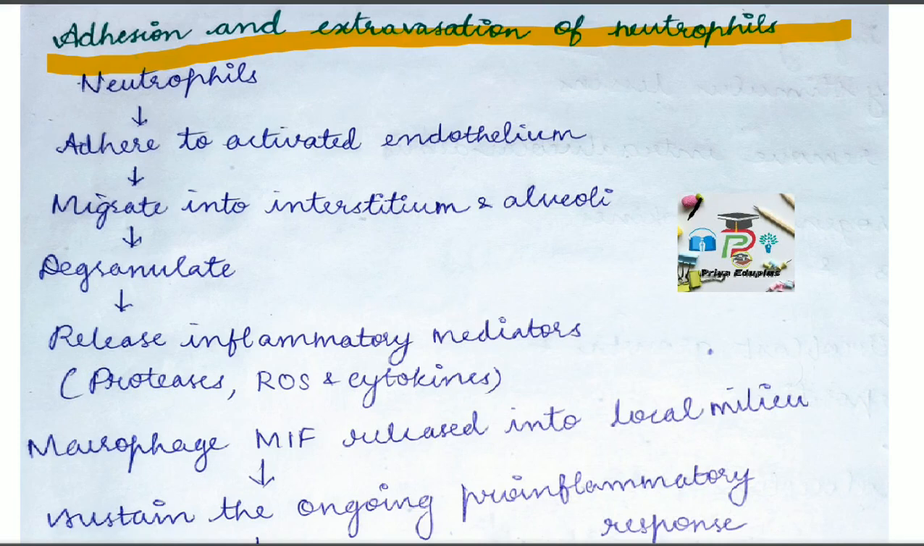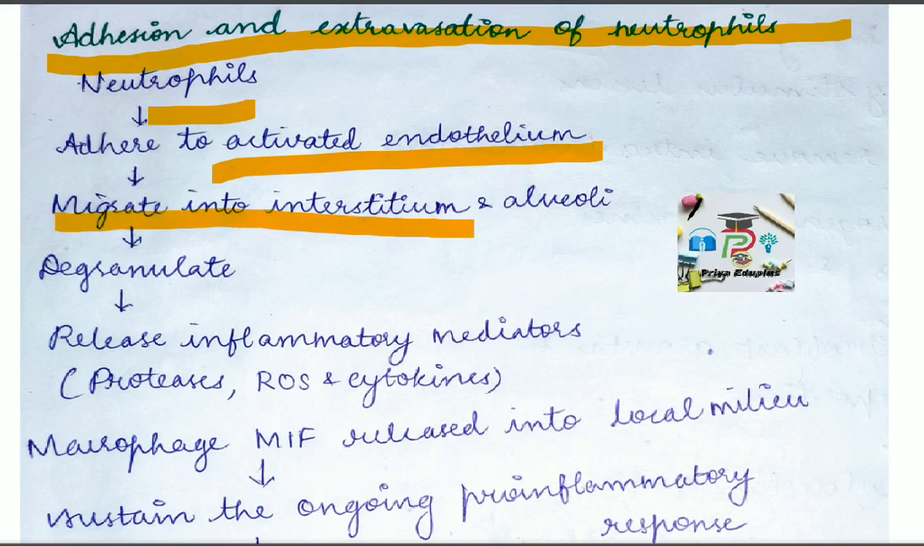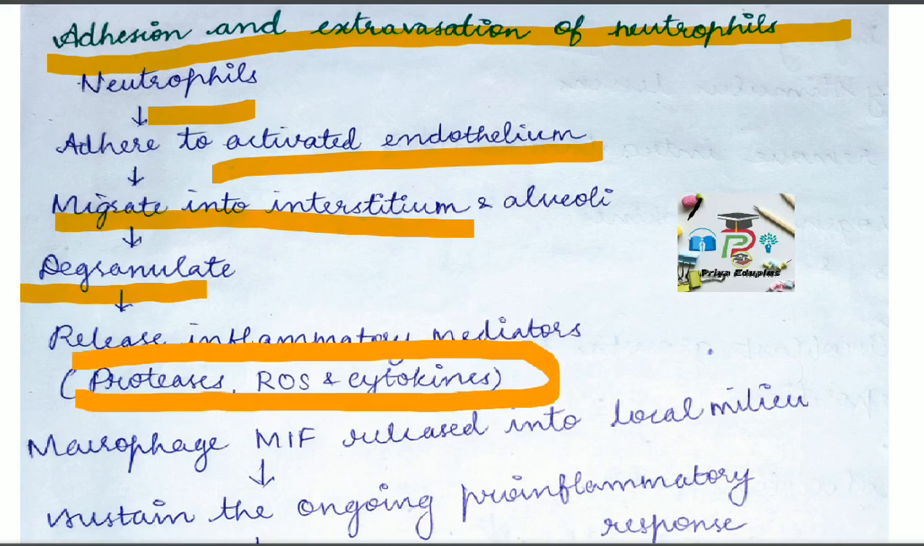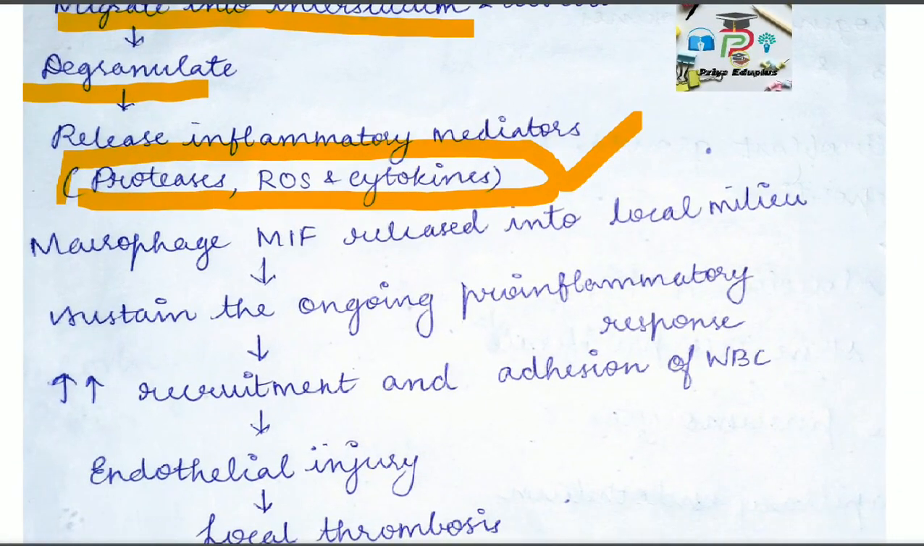the neutrophils in circulation will adhere to activated endothelial cells. After adhering to the endothelial cells, they will get sequestrated into the interstitium and alveoli. In the alveoli, they get degranulated and release inflammatory mediators. Important inflammatory mediators released by neutrophils are proteases, reactive oxygen species and cytokines. Okay, this is the work done by neutrophils.